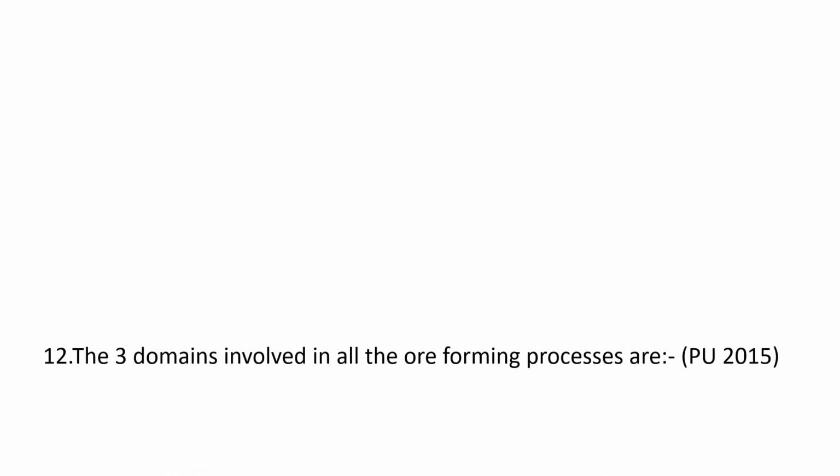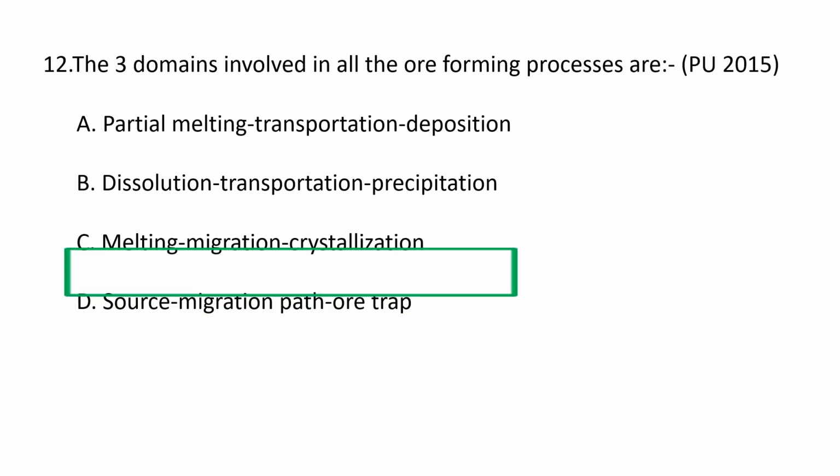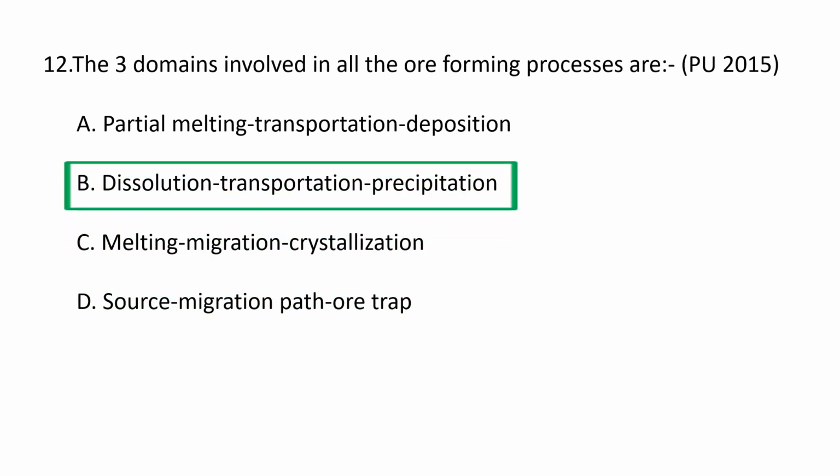Next question. The three domains involved in all the ore forming processes are A. Partial melting, transportation and deposition, B. Dissolution, transportation and precipitation, C. Melting, migration and crystallization, D. Source, migration path, and then ore trap. So the correct option is B. Dissolution, transportation and precipitation. The key domains involved in all the ore forming processes are dissolution, transportation and precipitation, where elements are extracted from rocks, transported by fluids and then deposited as ore minerals.